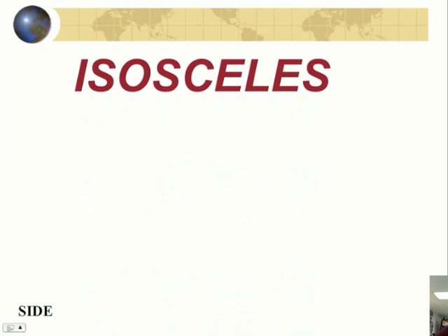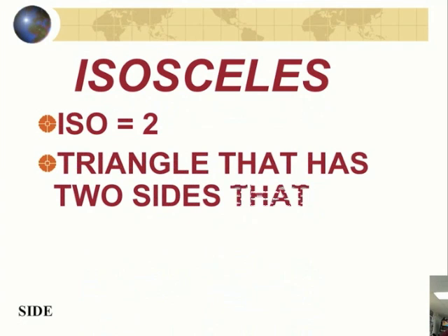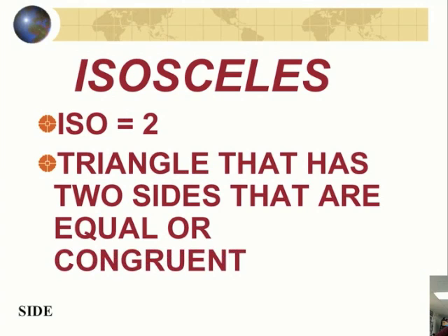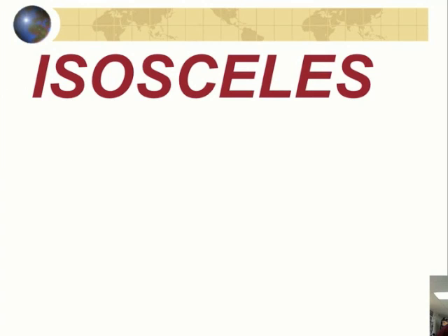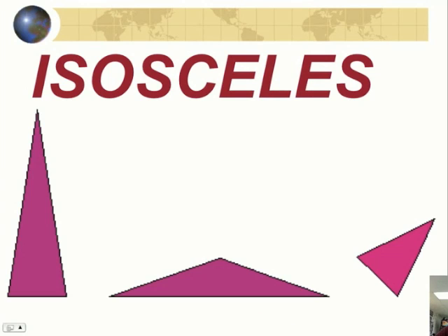The other one is isosceles. The word iso itself means two, so we're looking for two sides that are equal, that are congruent as well, and that's a geometry term that you'll be hearing a lot of as we go through the next couple sections. Isosceles, again, here we go looking at the triangles. We have these two sides here that are going to be identical.